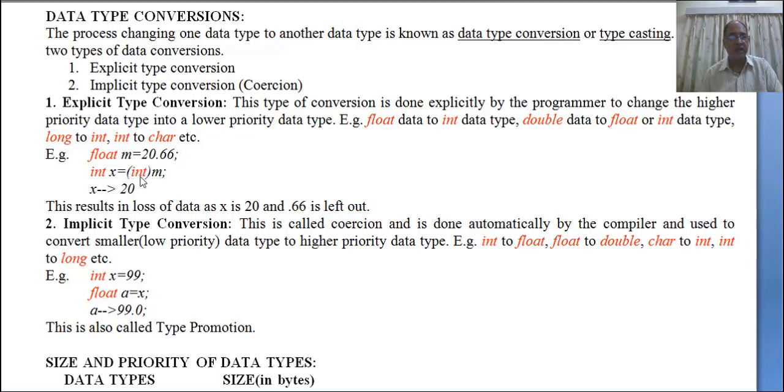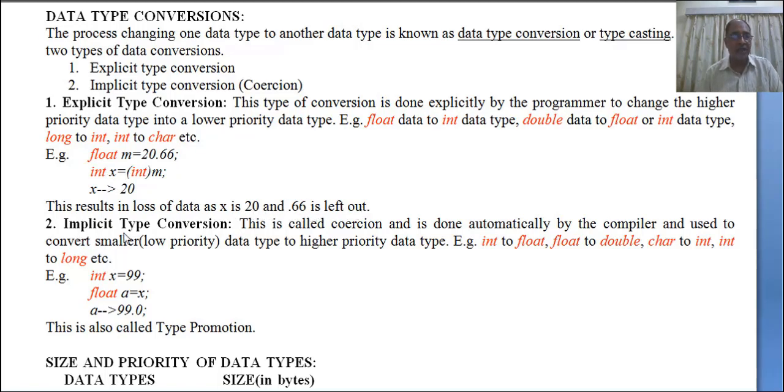In brackets we are using int, so that means the value of m, which is 20.66, will get converted to the integer value of x, which will be only 20. The decimal part will be removed or truncated. This results in loss of data as x is 20 and 0.66 is left out.